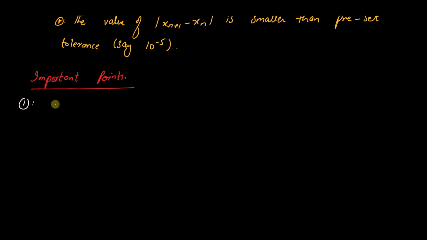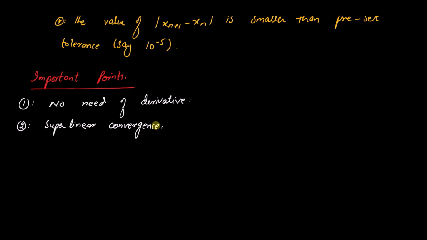So number one is no need of derivative for this method. Unlike the Newton-Raphson method, which requires a computation of a derivative, this method only needs a function value but not its derivative. That is the best part of this method. Secondly, super linear convergence. This is faster than the bisection method but slower than the Newton-Raphson method, but this is also a good balance.